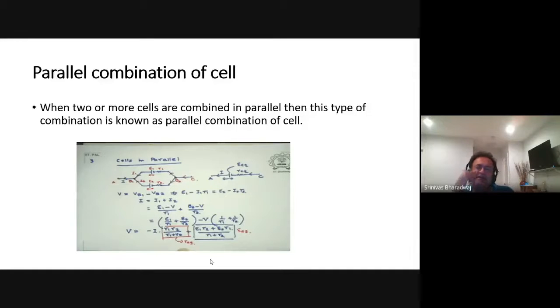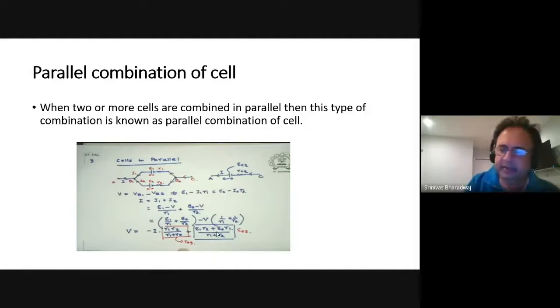That is the equivalent EMF in a parallel combination of cells. I would memorize this one. You should definitely know this one, but this one I would memorize, because it's not so easy to quickly derive. So E1 R2 plus E2 R1 divided by R1 plus R2. It's worth learning. So that is the EEQ of cells in parallel.